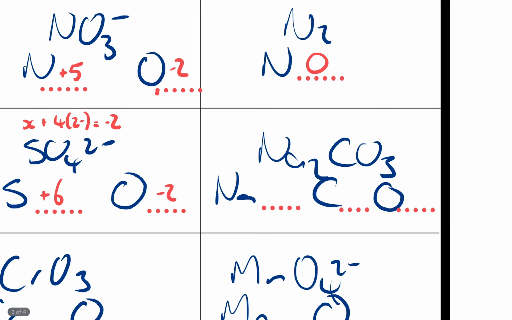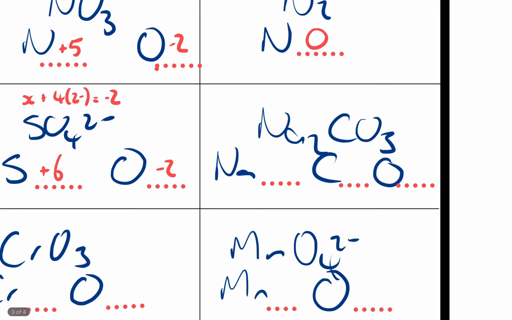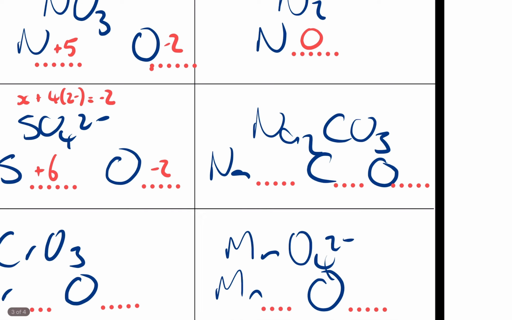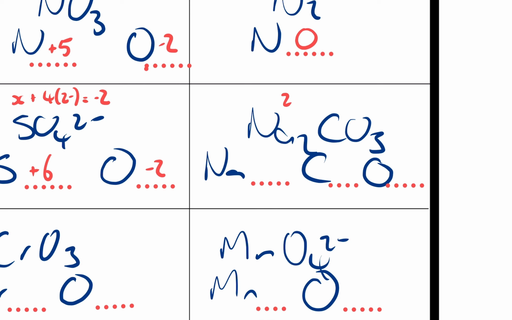Bit harder. Sodium in group 1, so we can assume it's plus 1. Got 2 lots of those though, 2 lots of plus 1, plus 3 lots of minus 2. Whole thing's going to equal 0. What's carbon there? Plus 4. Again, all makes sense. Carbon's always going to be plus 4, minus 4, generally speaking.